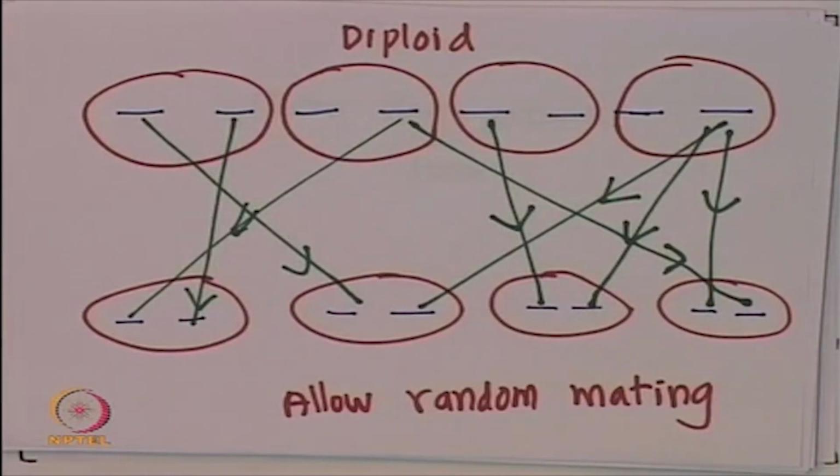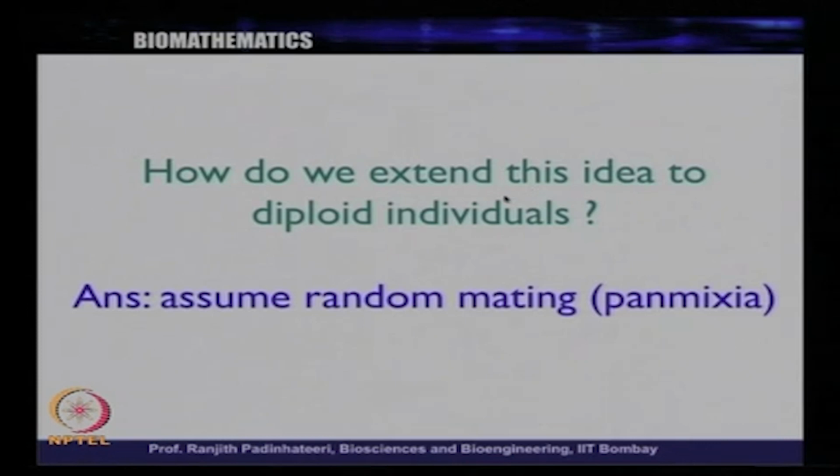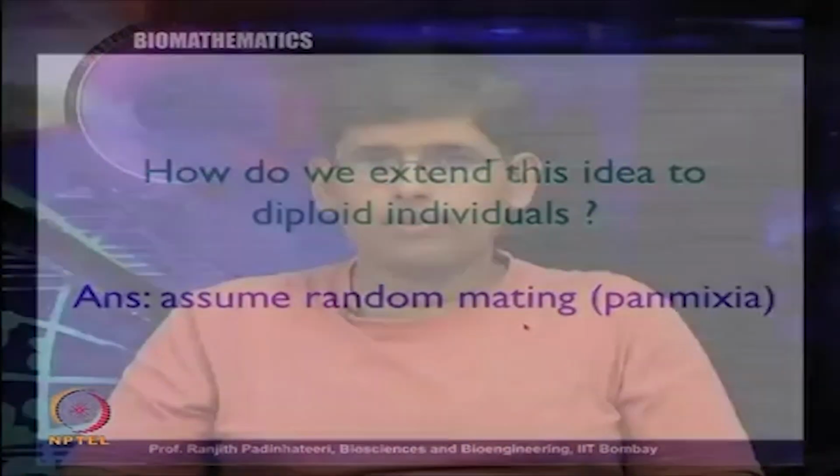So the question we had is, how do we extend this idea to diploid individuals? And the answer is to assume random mating. Technically this is called panmixia. If you assume random mating, it turns out that it is exactly the same as the Wright-Fisher model. So we can extend this idea to diploids also.